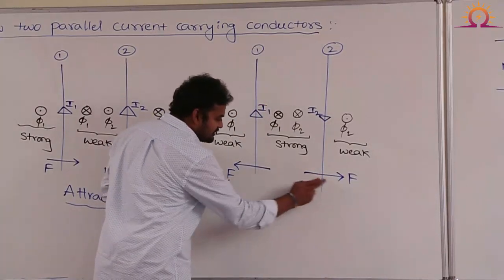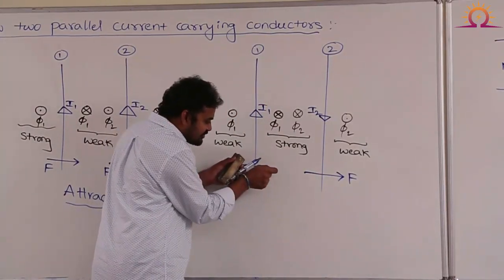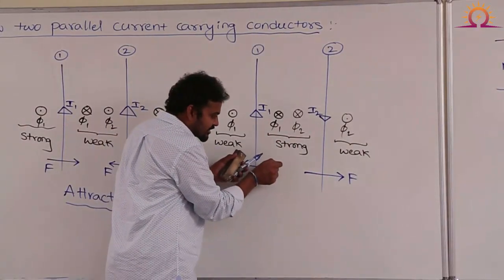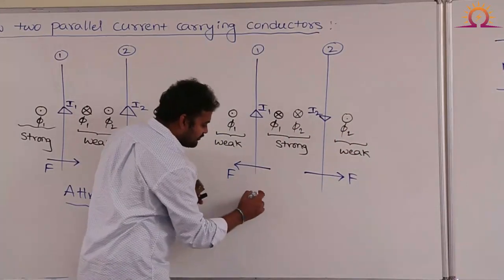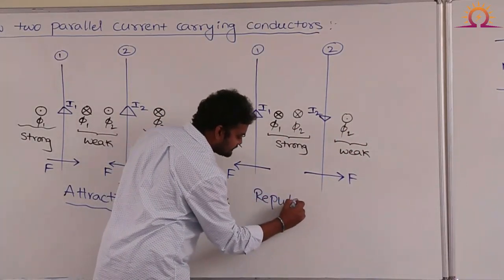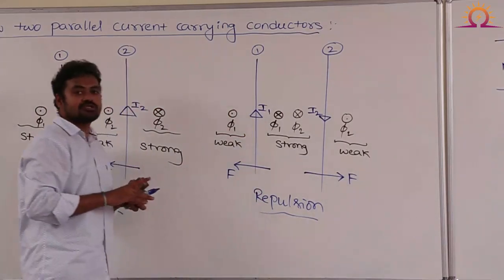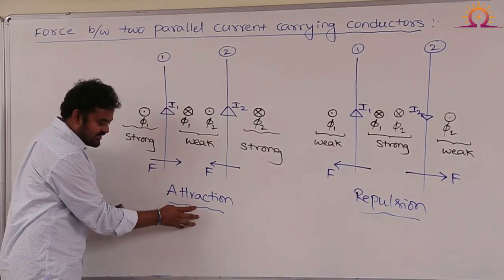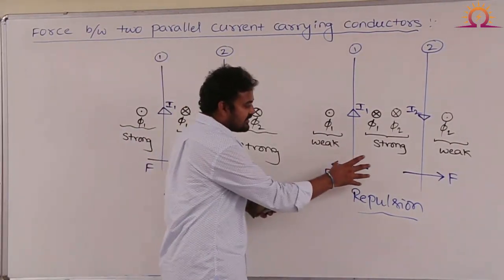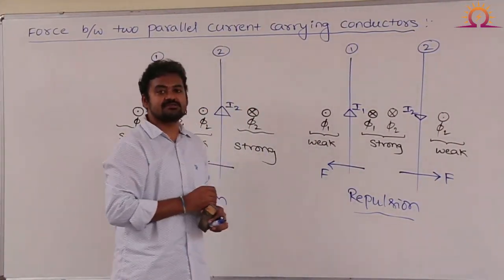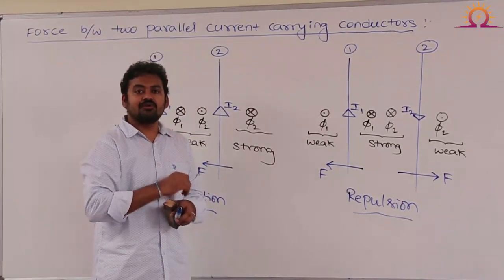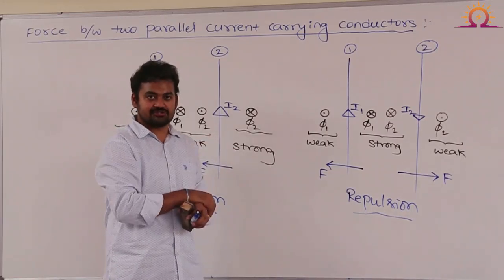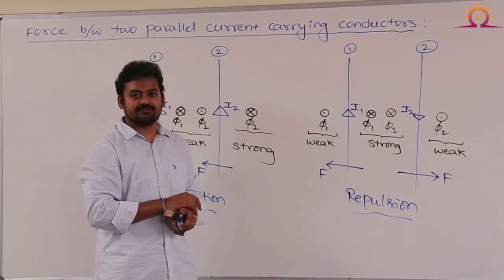Now, if you observe these two forces, can I say both forces are in opposite directions? That means indirectly the two conductors are pushing away from each other. Therefore, it is a repulsive force. This is repulsion. So the conclusion is: when two conductors are carrying current in the same direction, there is an attractive force. If they are carrying current in opposite directions, they experience a repulsive force. Now, our next concept is how to calculate the magnitude of that force, using the Lorentz force equation.